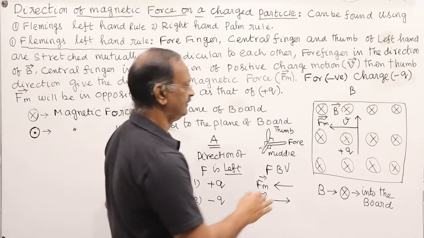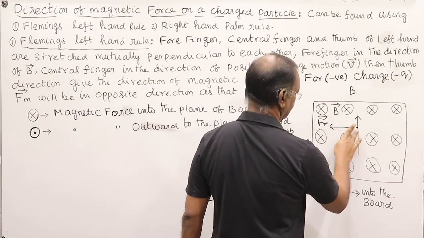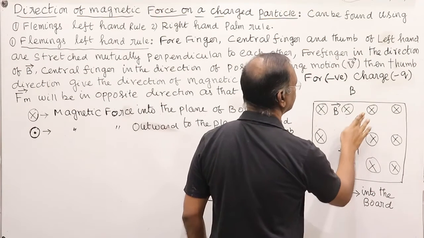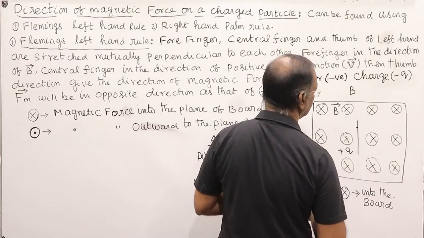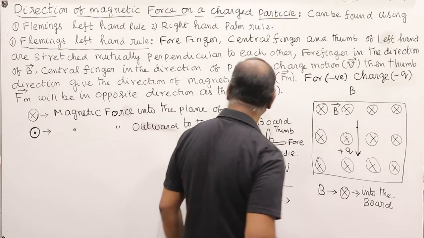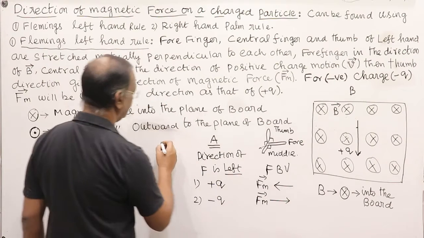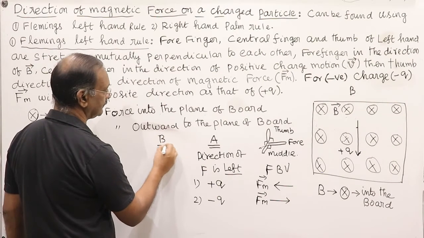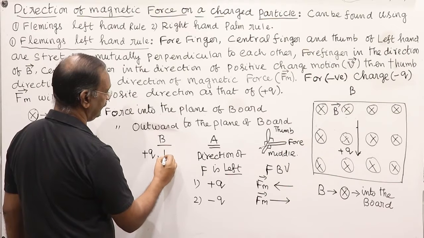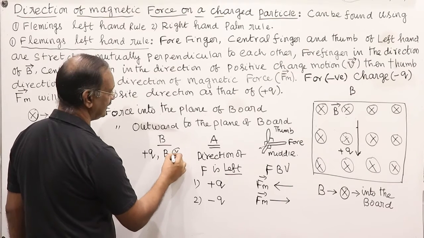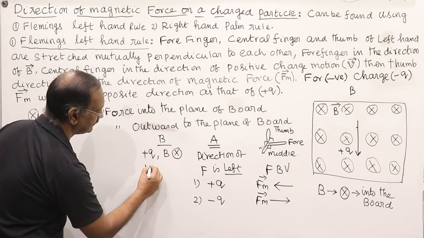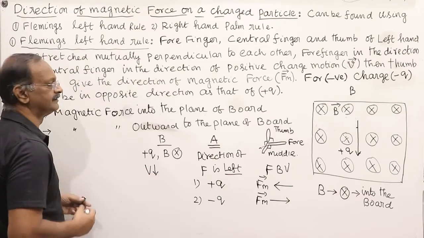Now second, let us see. Now the velocity is in downward direction, and we use positive charge. Second case, we call it B. This is positive charge. B is in this fashion, and velocity is in downward direction.